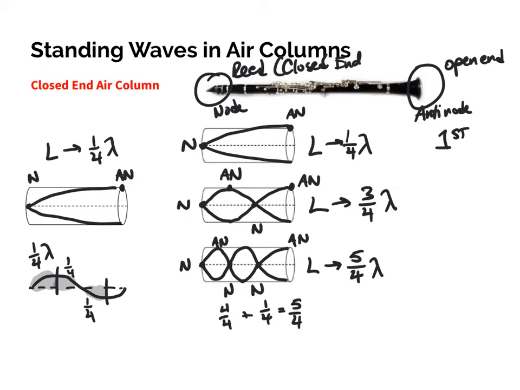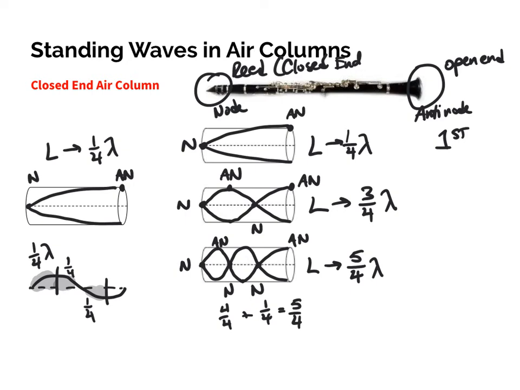Now what's interesting about these closed-end air columns is the pattern it follows. Notice here that I go from node to antinode. I have 1/4 of a wavelength. Then I go right away to 3/4 of a wavelength. Well, think about 1/4 to 3/4, what happened to the halves? What happened to half a wavelength? What happened to a full wavelength? Notice I'm skipping those even numbers. And that is because in a closed air column, you do not have the even harmonics.